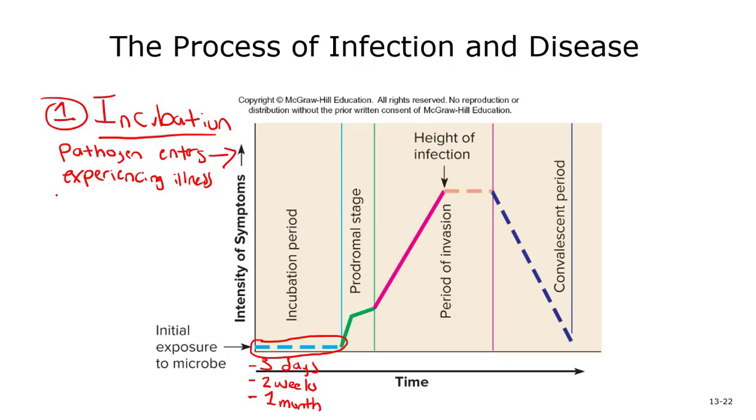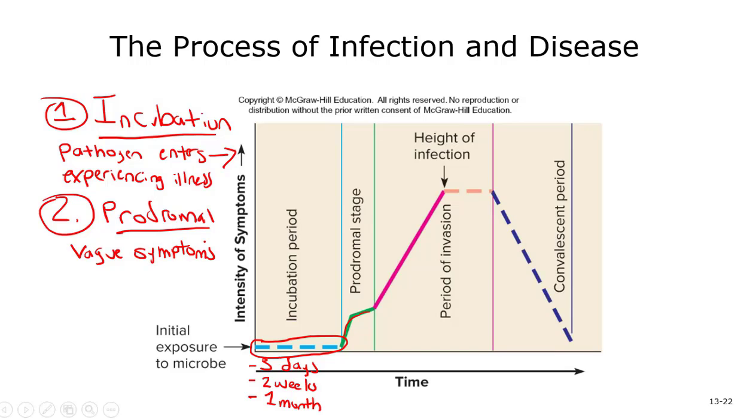The next phase is the prodromal stage. During the prodromal stage, this is when someone's feeling vague symptoms. So maybe, for example, when you're kind of getting sick and you feel a little tired, maybe a little back pain.